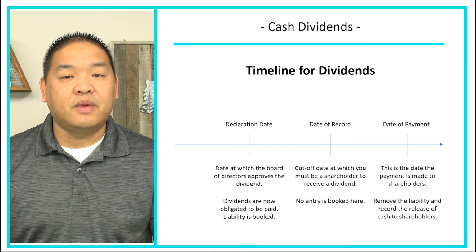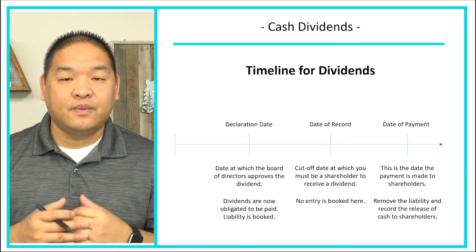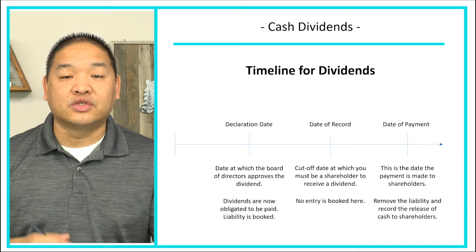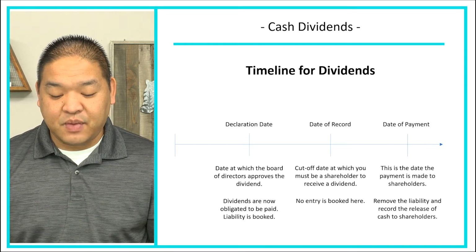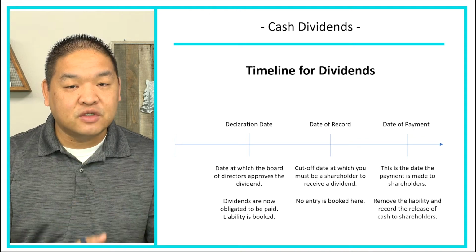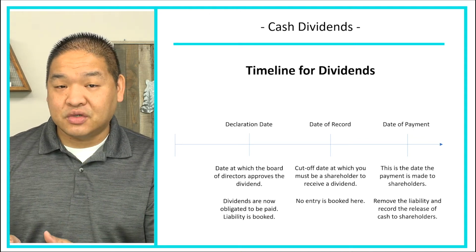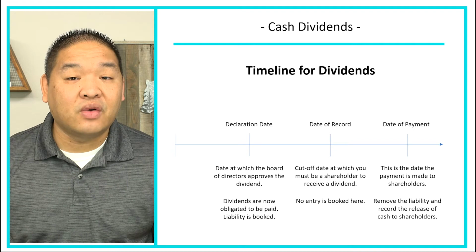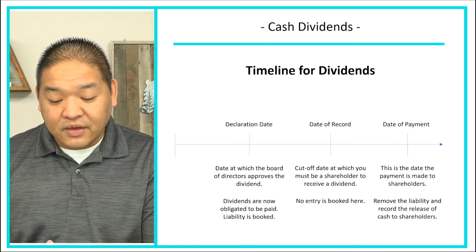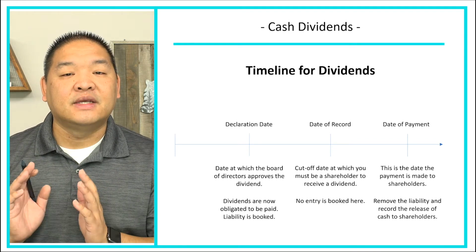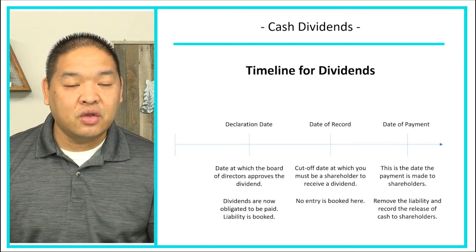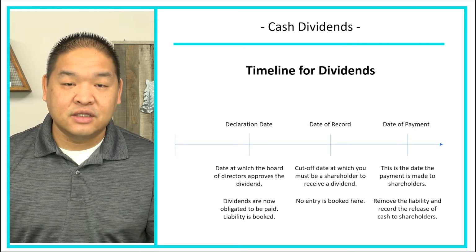And then on the date of payment, we're going to reduce our liabilities and we're going to pay the cash to our shareholders. So there is a journal entry on the date of payment. The date of declaration, we do have a journal entry. The date of payment, we have a journal entry, but the date of record, we don't have a journal entry. Now, one other thing that we don't have here on the timeline is the closing of the dividends, which we're going to show you at the end of this lesson in the journal entry.